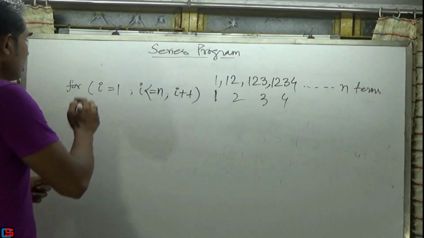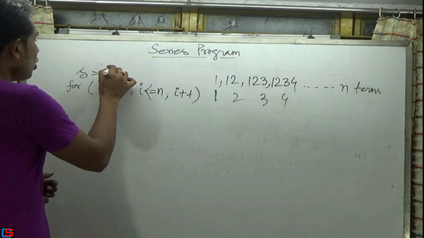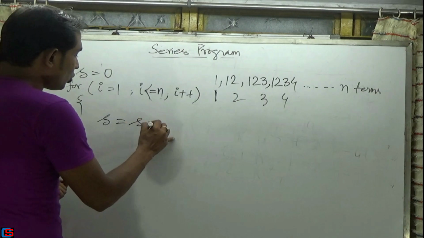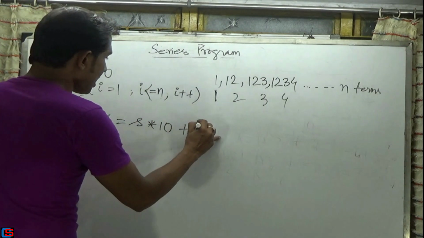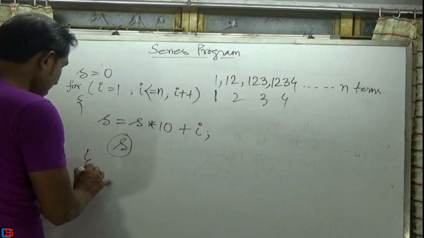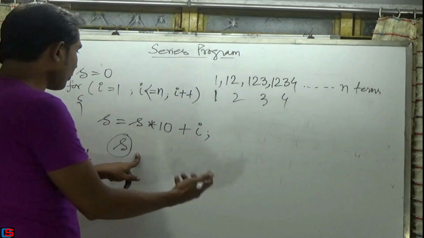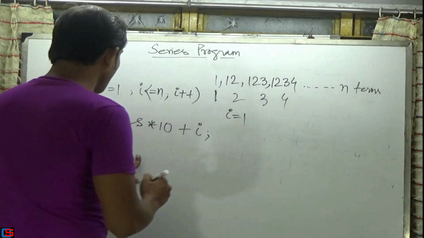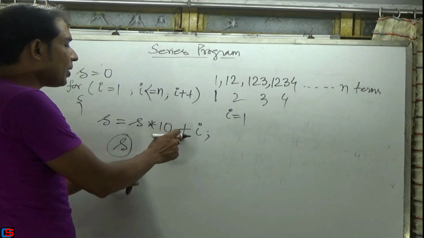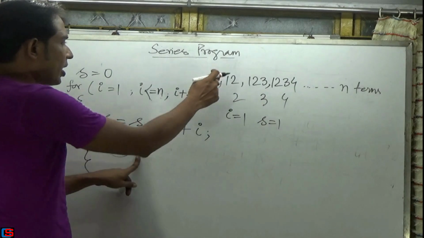Now before starting the loop I declare s equals to 0. Then within this loop I write s equals to s into 10 plus i, and after that I print this s in this portion. Now what is the output? Let's dry run the program. If i equals 1, then s equals s into 10 plus i. The initial value of s is 0, so 0 into 10 plus 1, and s becomes 1. s is printed, so 1 is printed.